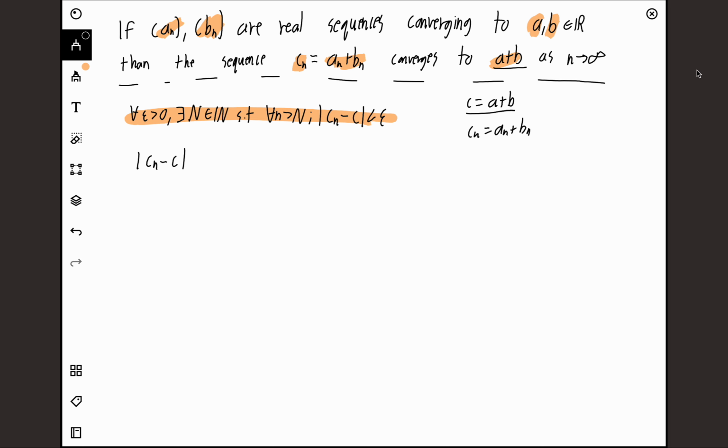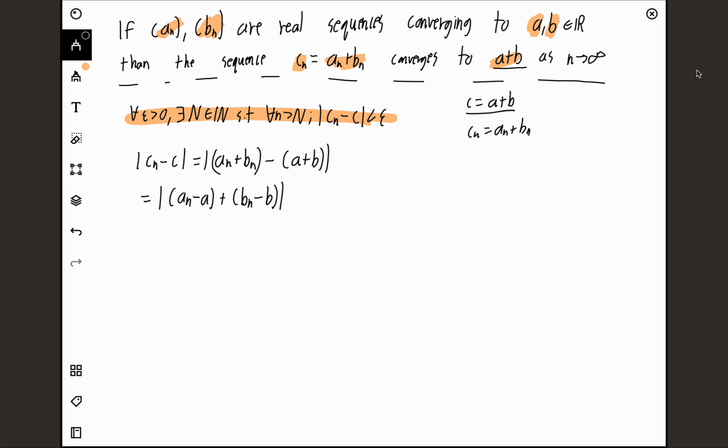And we can basically say that this equals, well, what does this equal? We know that Cn just equals An plus Bn, and we know that C just equals A plus B. So this is the same as saying this, and now we can rearrange this so that we have the absolute value of (An - A) plus (Bn - B). So we can write this.